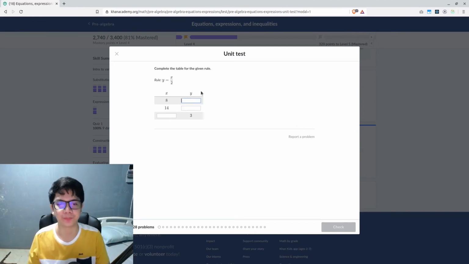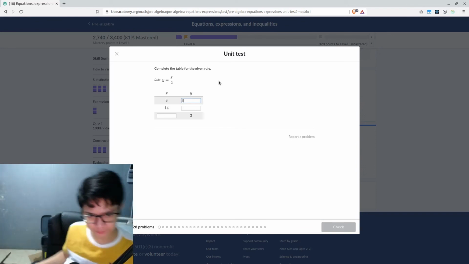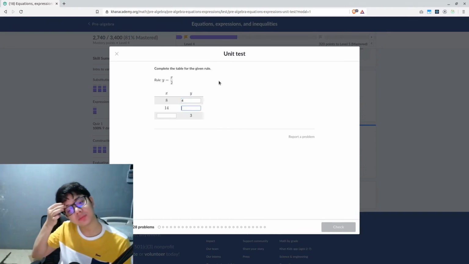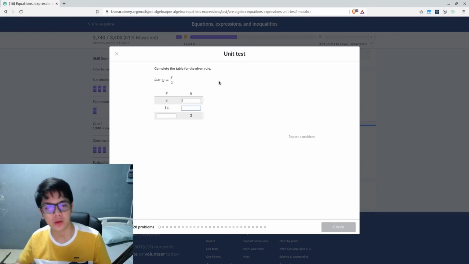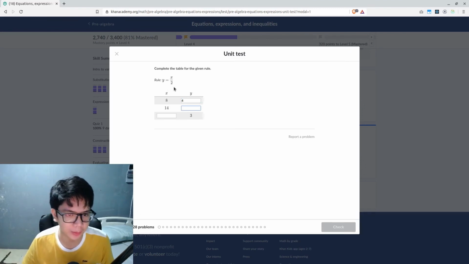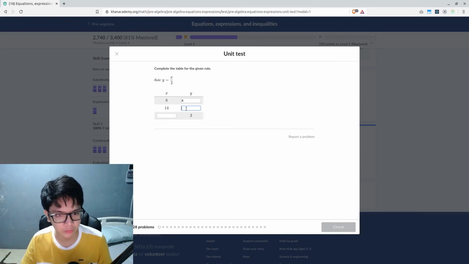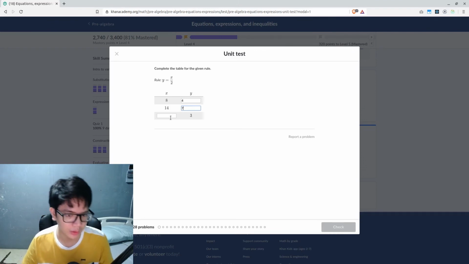So if this is 8 divided by 2, it's gonna be 4. 14 divided by 2 is 7. And then 6 divided by 2 is 3.